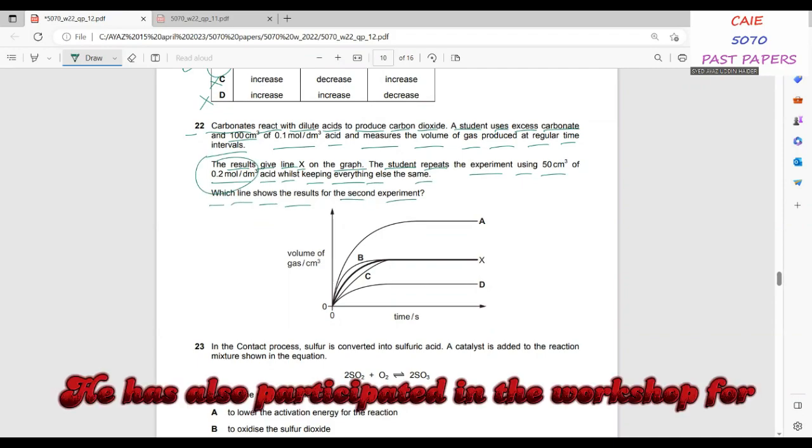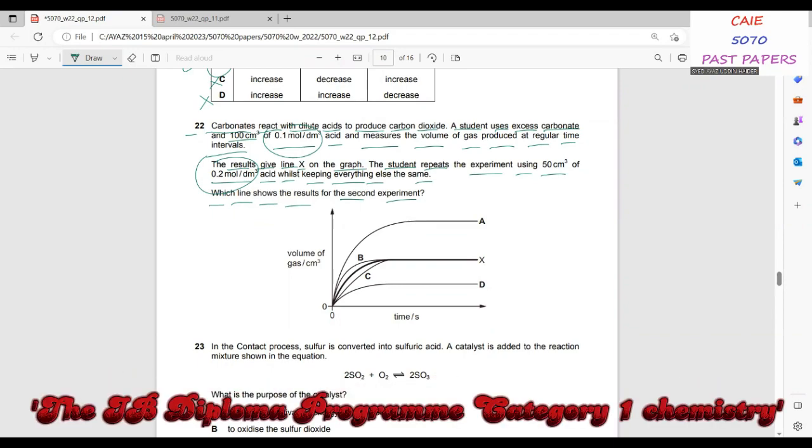You see the number of moles are different. We have a lower number of moles of the acid, so it will be less steep in this case. So B will be the right answer, as this line is also touching X. It's becoming horizontal with X, and it's less steep.